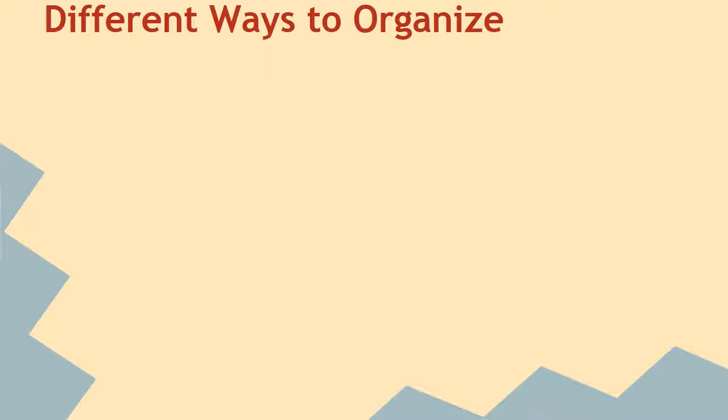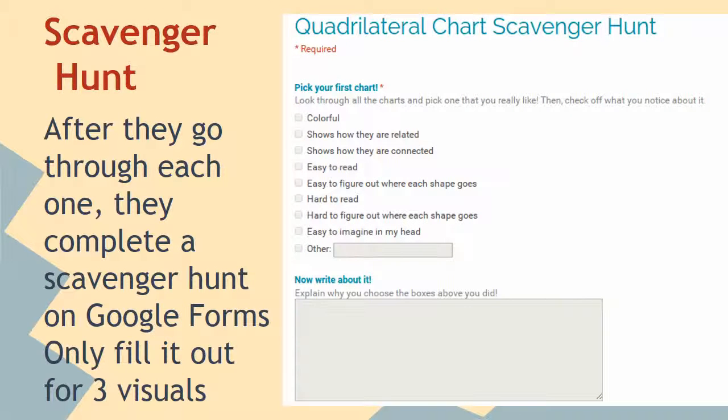So after students have gone through these, not quickly, but not taking too long, they will start a scavenger hunt. I created this scavenger hunt on Google Forms. They will pick out only 3 visuals. I had them pick out 2 that they liked and 1 that they really didn't like, and then they check off the boxes for what they think that visual shows, and then they write about it.